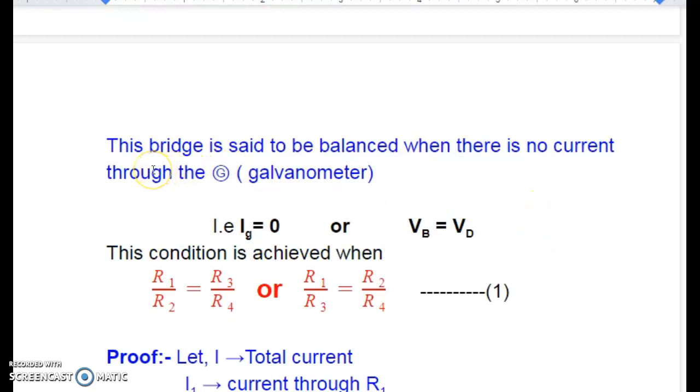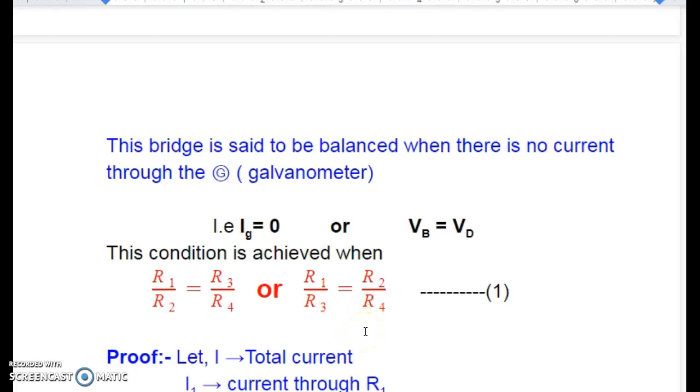Here it says on the screen, the bridge is said to be balanced when there is no current through the galvanometer. That is, Ig is equal to 0 or Vb is equal to Vd. You understand this? The condition is achieved when the corresponding four resistors which we had shown in the previous diagram must have the same ratio. That is, R1 divided by R2 is equal to R3 by R4, or I can have this R3 shifted here, R2 on the other side, it's R1 upon R3 is equal to R2 upon R4.